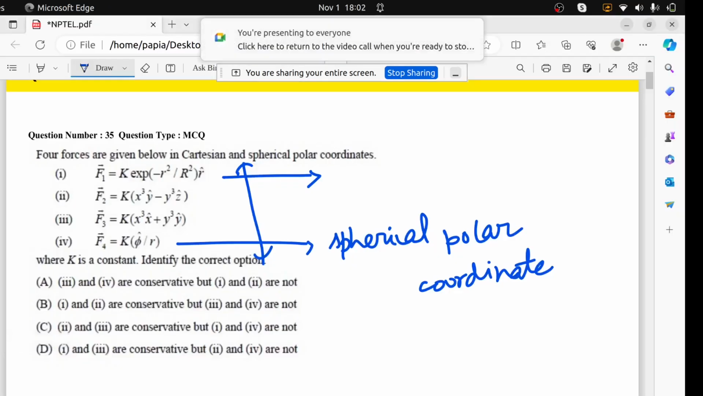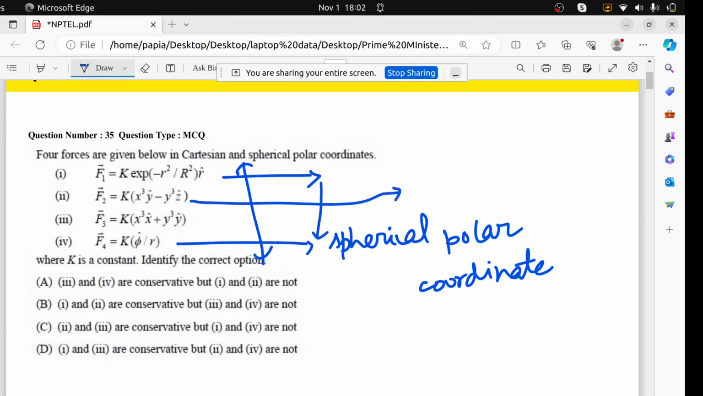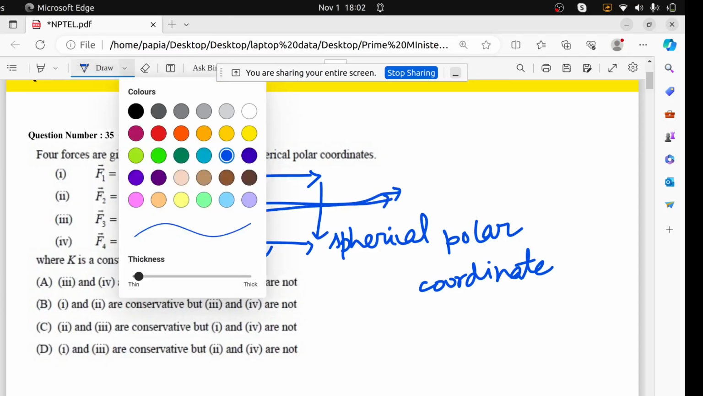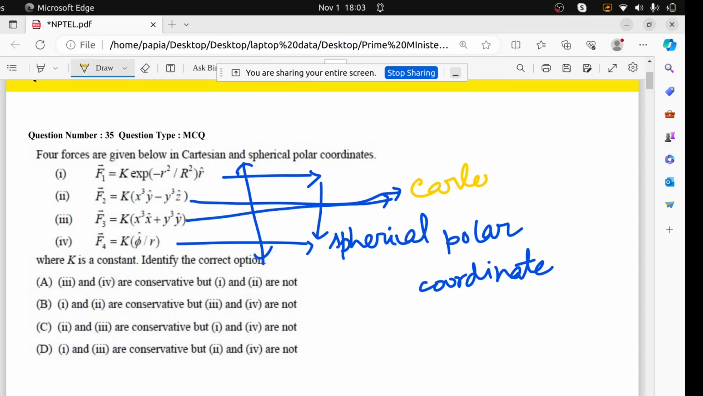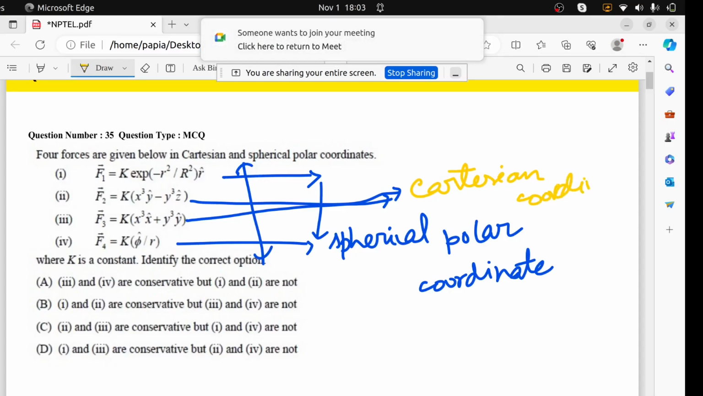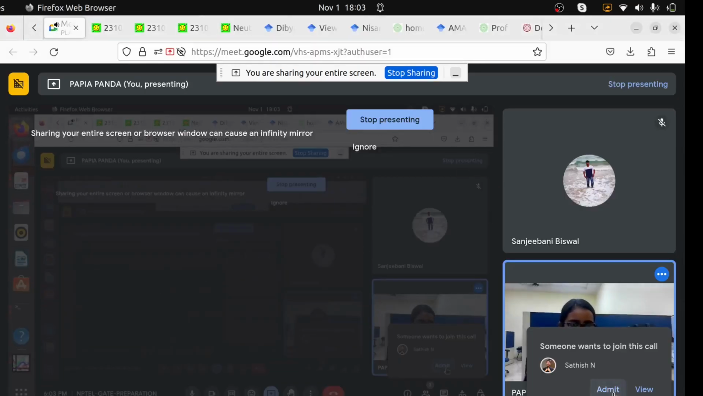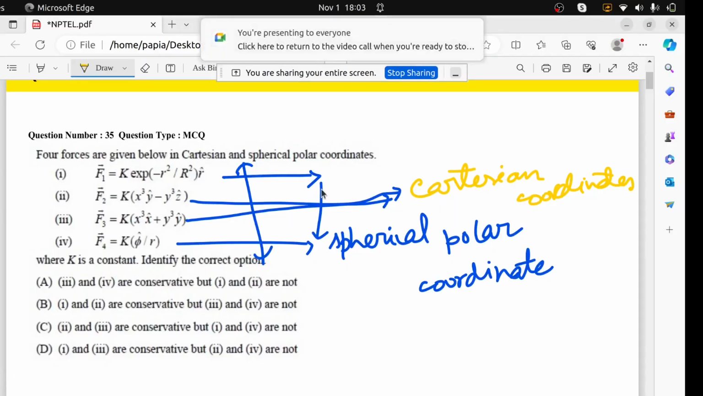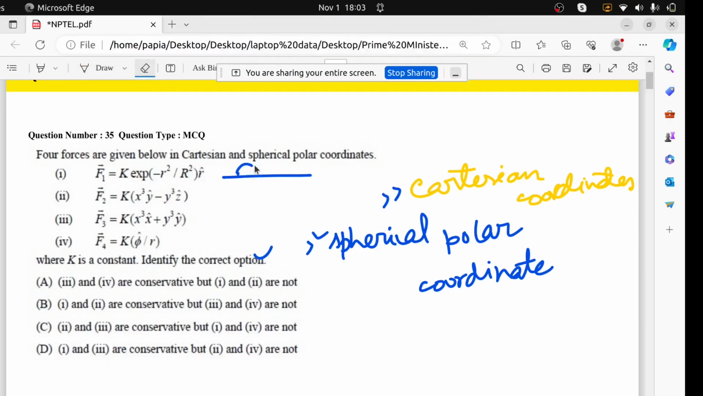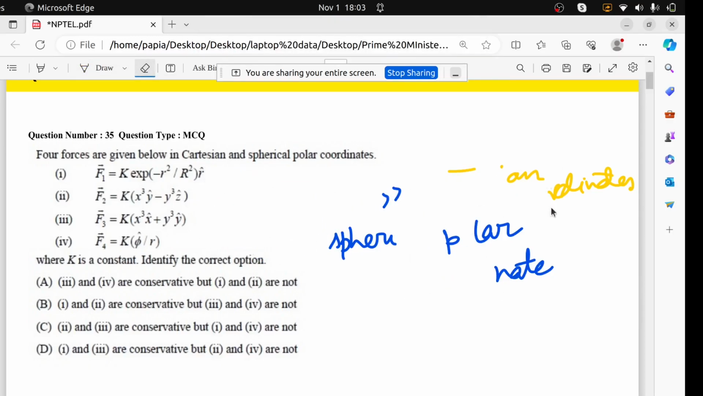So these 2 are spherical polar coordinates, and the rest of the 2, that means this one and this one, these 2 are, let me write it here in different colors, Cartesian coordinates. So you can see here, let me first calculate from the very beginning.